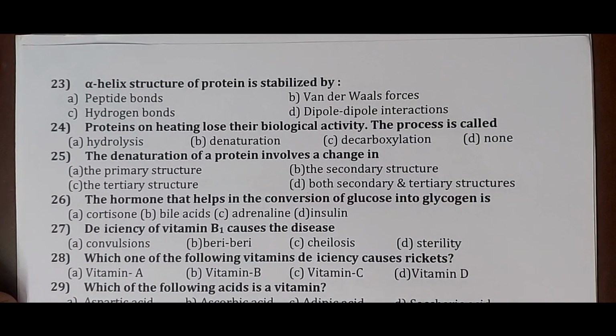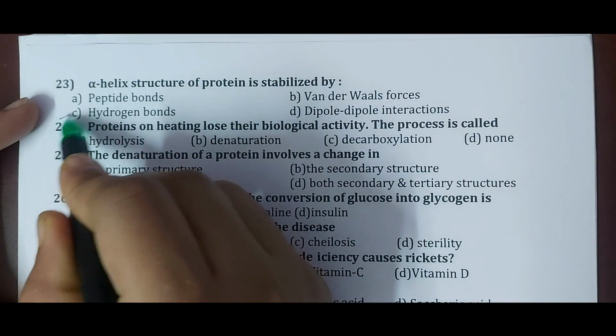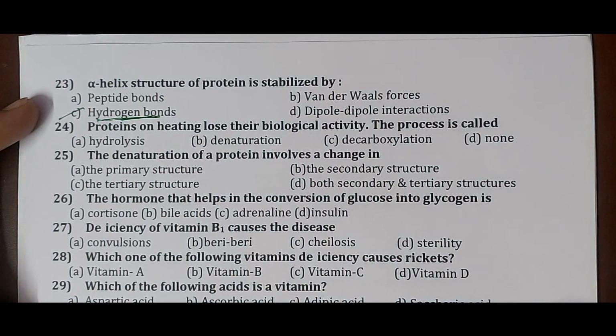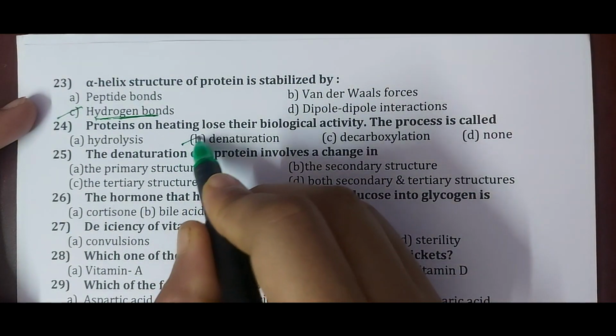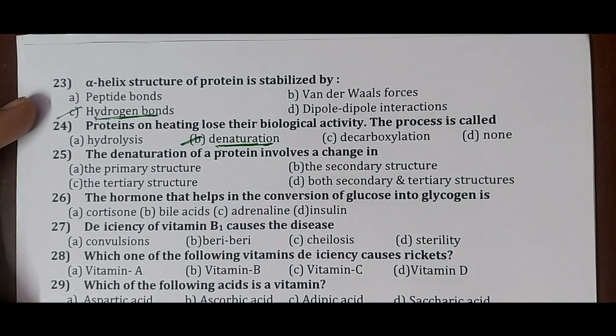Next, question number 23. Alpha helix structure of protein is stabilized by. So in alpha helix, it is stabilized by hydrogen bonds. So the correct answer is option C, hydrogen bonds. Question number 24. Proteins on heating lose their biological activity. This process we call denaturation of protein. So the correct answer is option B, denaturation.